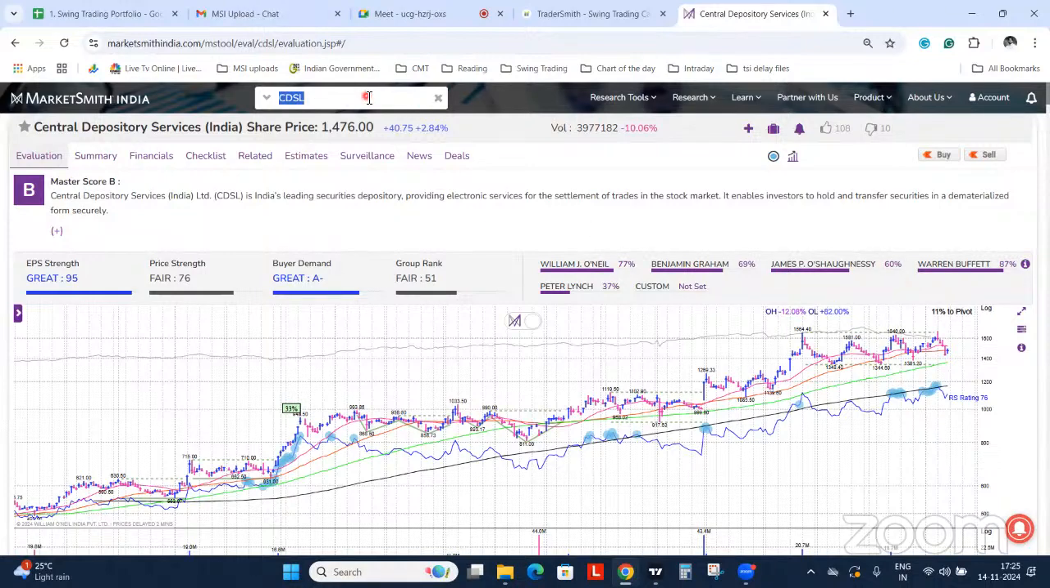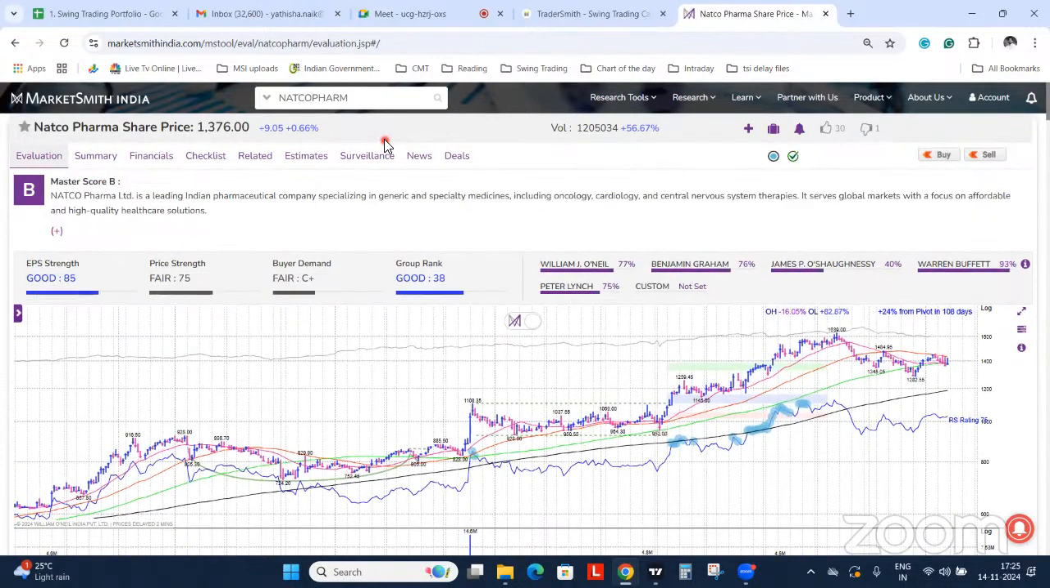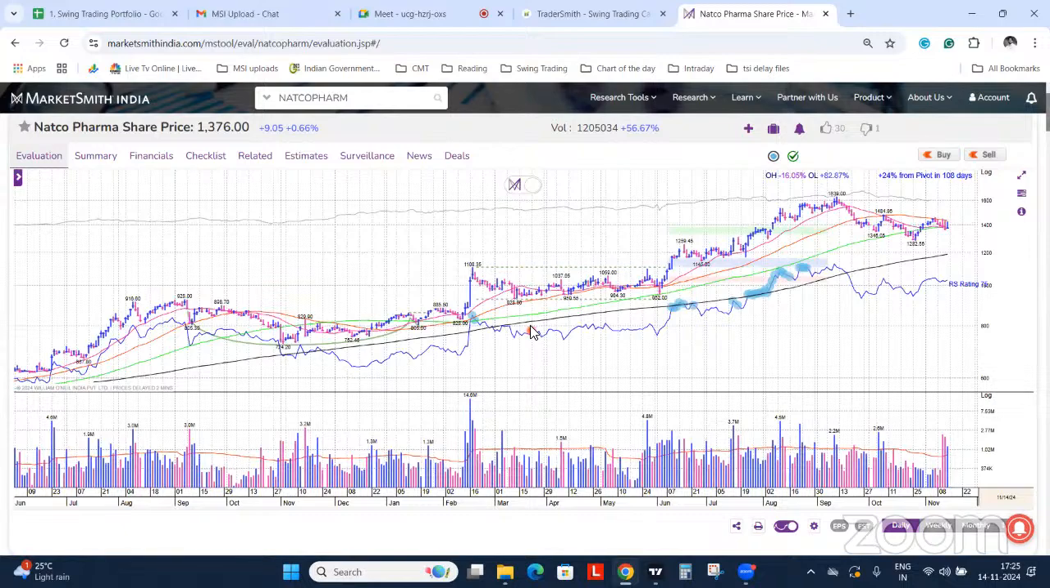Next is Natco Pharma. Natco Pharma is sideways. To turn bullish from here, it must cross and hold at least 1470 to 1480. Then only will we consider a bullish trend. Otherwise, currently it is trending sideways only.